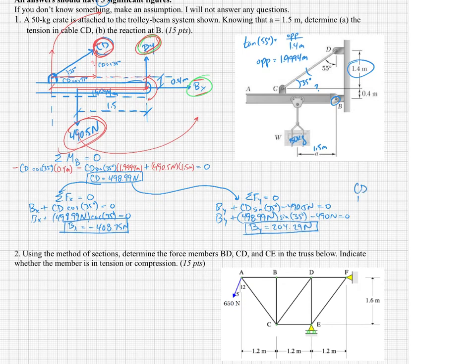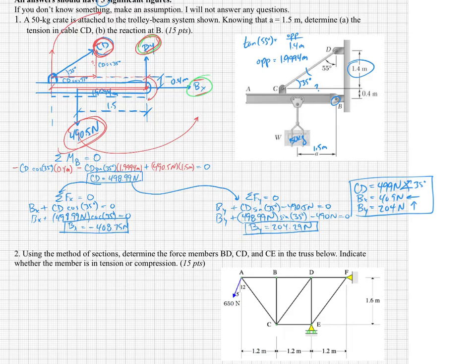Okay, and I would report this because I want 3 sig figs, so maybe I'm going to put them all over here, Bx and By. Ideally I think you would combine Bx and By into B with an angle, but I didn't do that here. So CD is going to be 499 newtons, and it's got an angle of 35 degrees. Bx is 409 newtons, and it's going that way. And By is 204 newtons, and it's going up. Okay, so there you go. That's how you solve it.